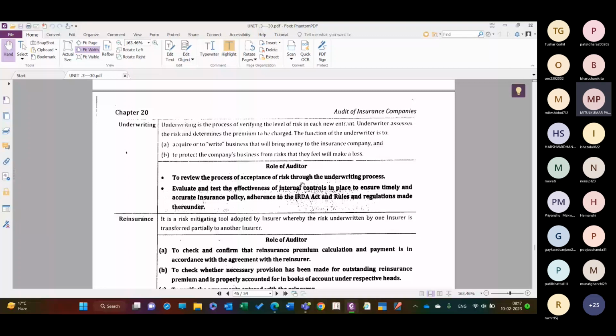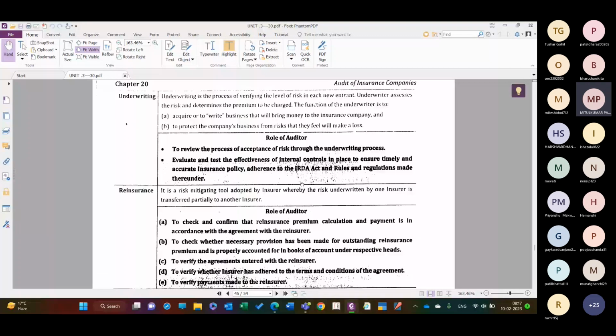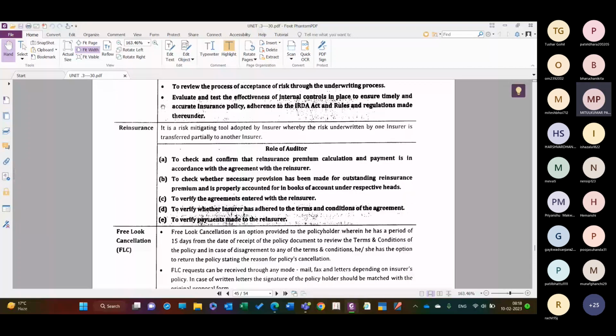Reinsurance is also possible, right? So whenever the insurance company issues a policy, they are actually underwriting the risk. So they are accepting the risk of something. Reinsurance is a risk mitigating tool adopted by the insurer whereby the risk underwritten by one insurer is transferred partially to another insurer. As in the last lecture I told you, if Mr. Amitabh Bachchan takes an insurance policy of 500 crore rupees, generally one insurance company would not be in a position to take that kind of risk. So if there is a threat to the life of Mr.